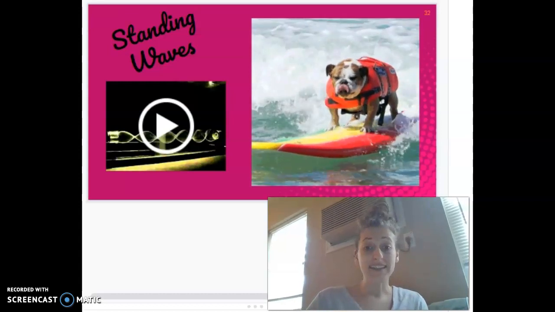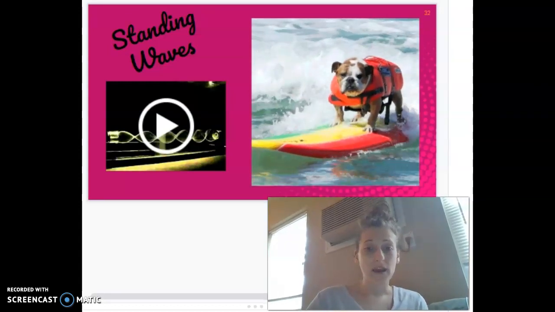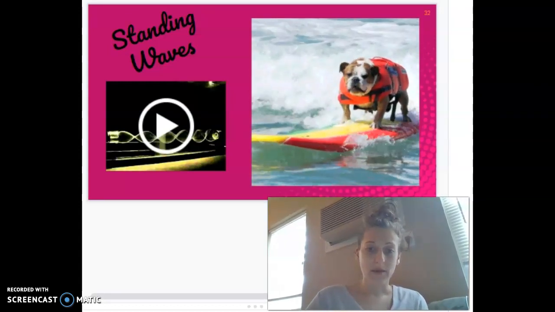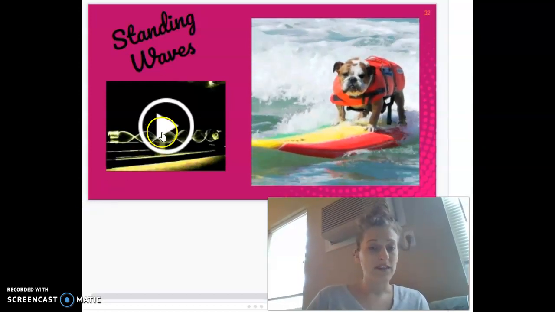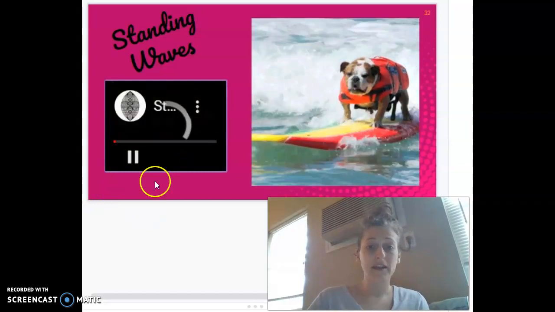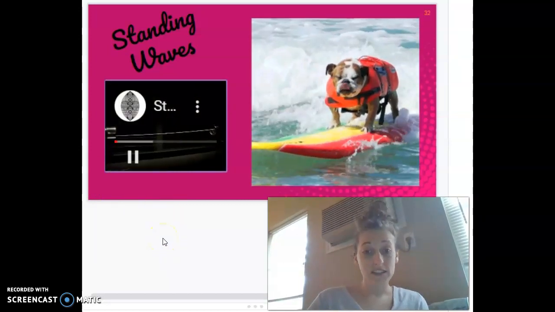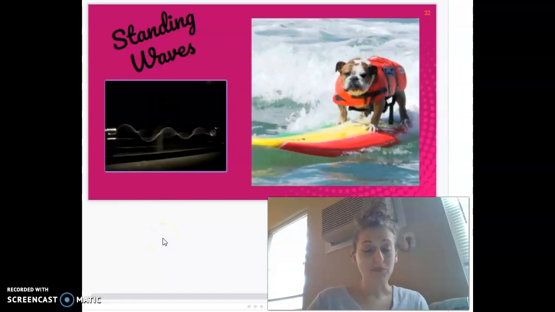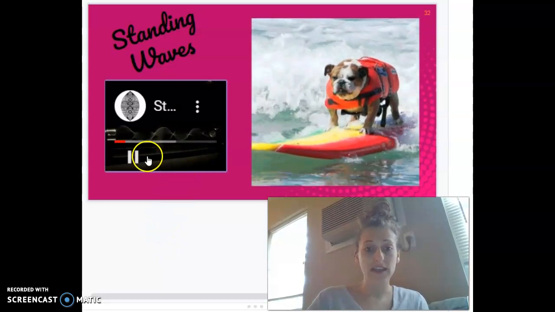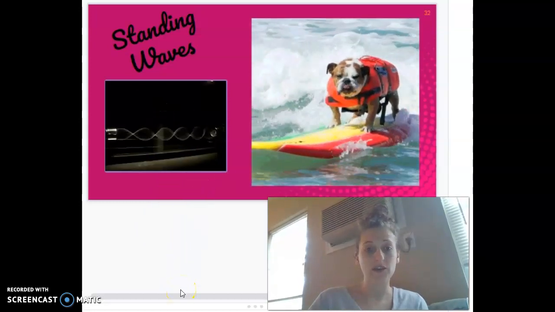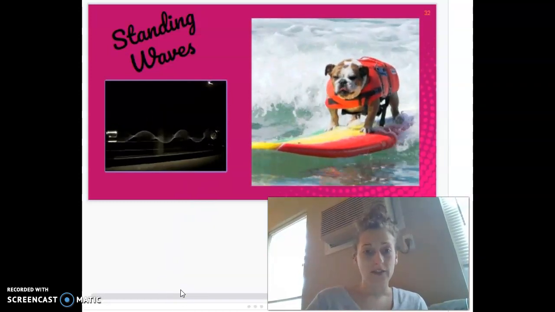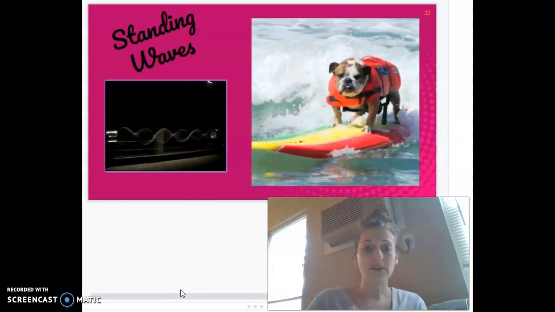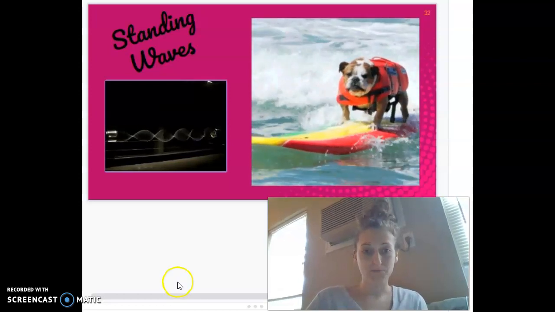So this brings us to standing waves. Standing waves, and no, that's not my puppy. My puppy can't surf. Standing waves are waves that are created from constructive and destructive interference, and they look as though they're standing still. You can see in the graphic there are places that look like they're not moving at all, and places that look like they're moving up and down very, very quickly.